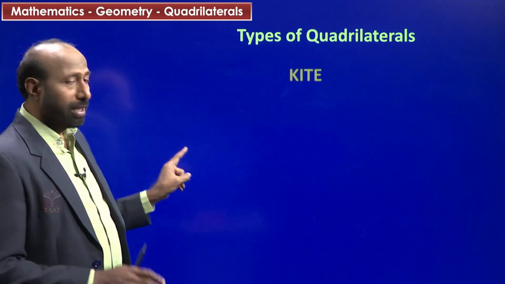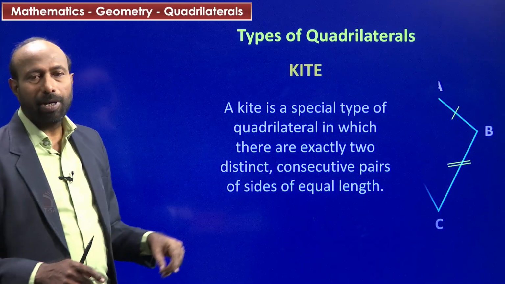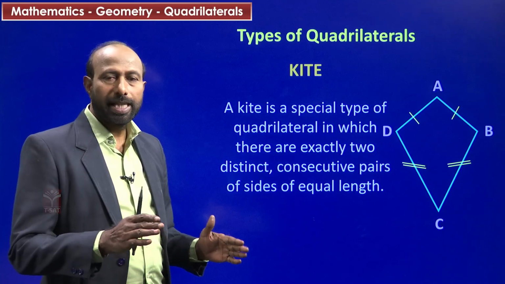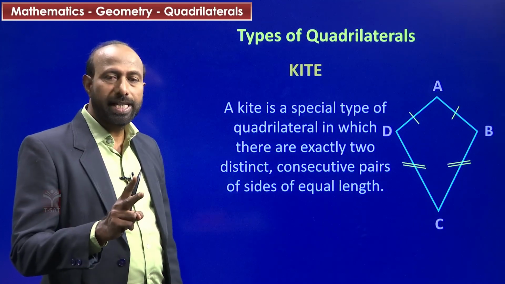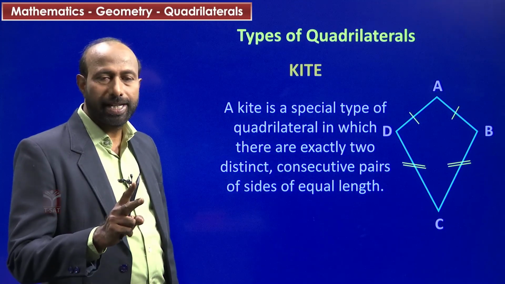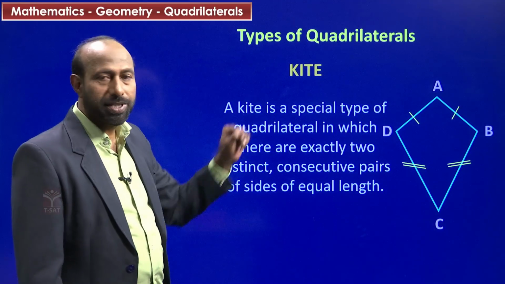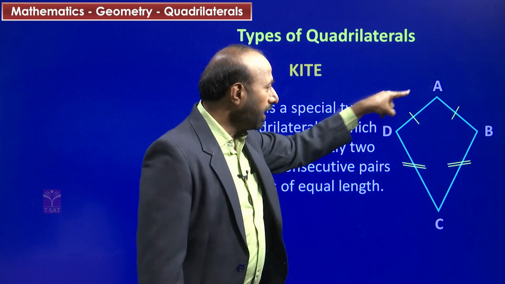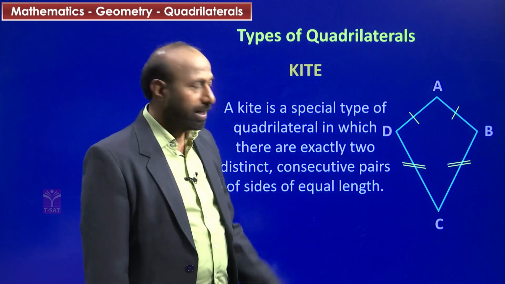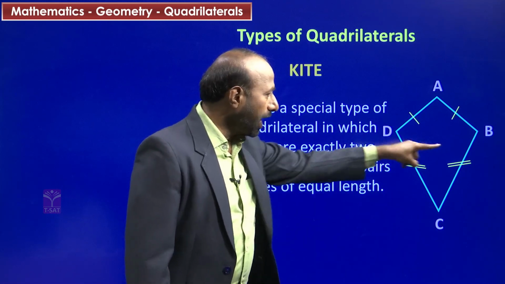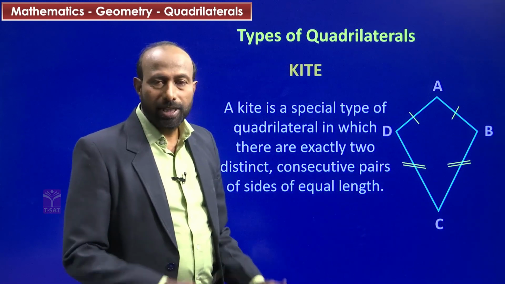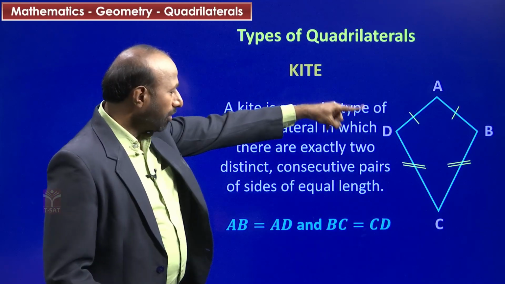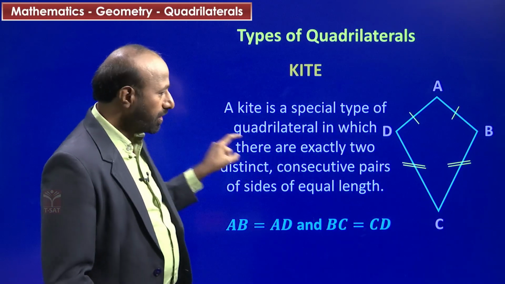Another special type of quadrilateral is a kite, in which there are exactly two distinct consecutive pairs of sides of equal length. In this picture, we can see that these adjacent sides AD and AB are equal, and these adjacent sides CD and BC are equal. So, this type of quadrilateral is called a kite. So, here AB equals AD and BC equals CD.